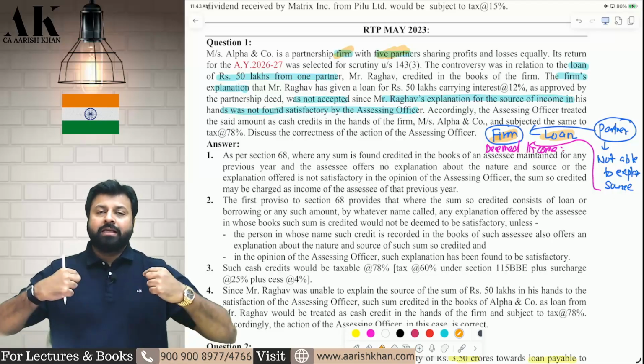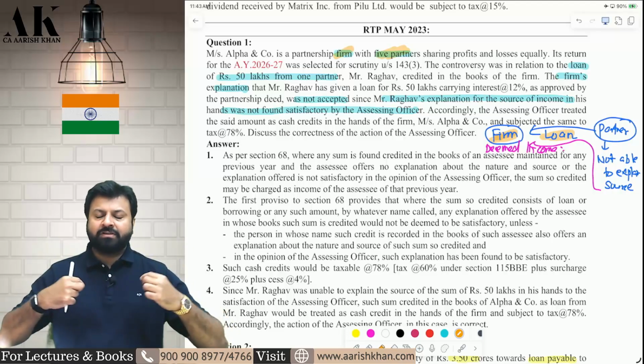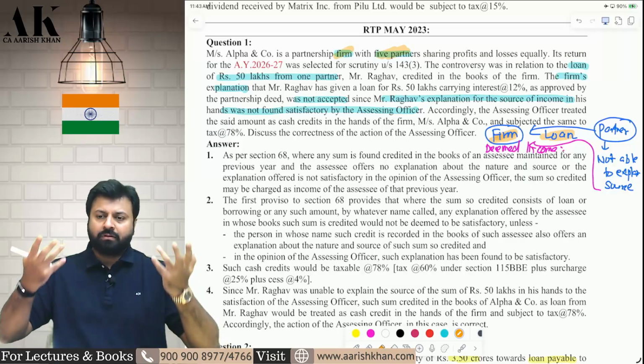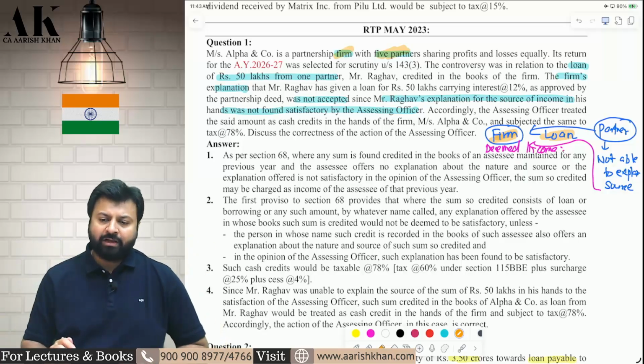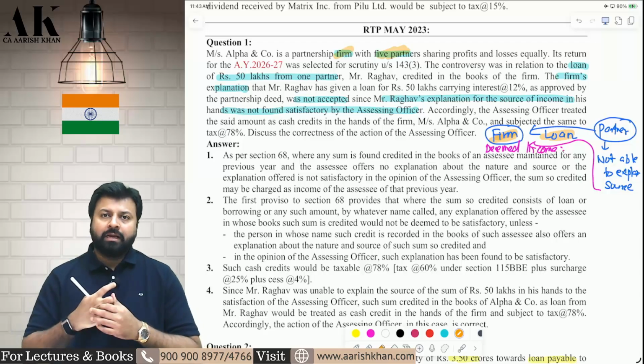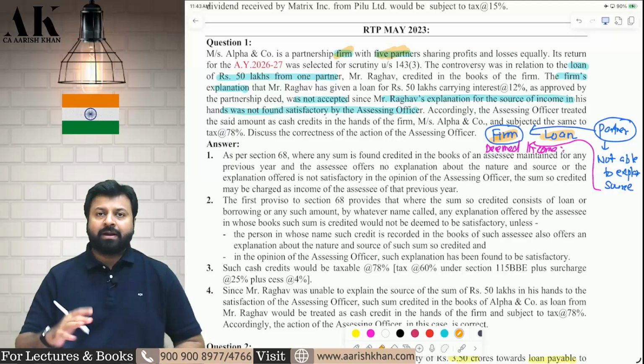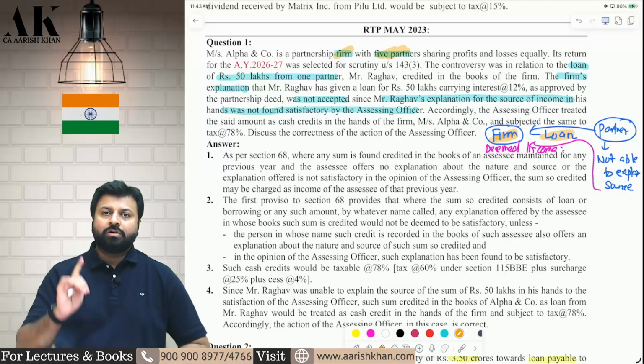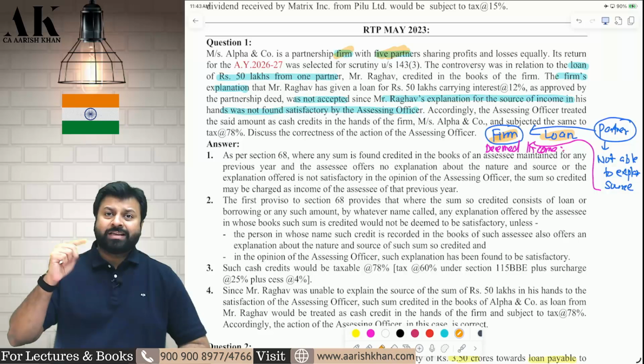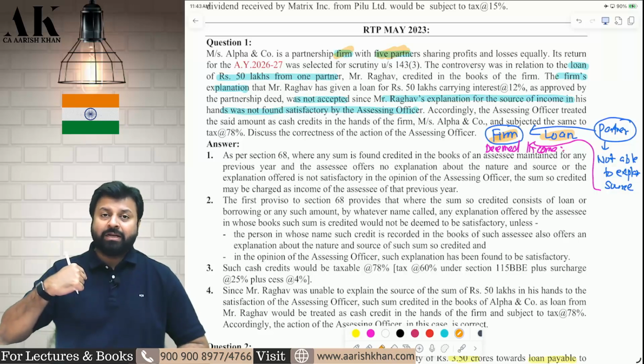Now the firm is questioned by the assessing officer. The assessing officer is asking the firm from where you got this 50 lakh rupees. So I said that I received it from the partner. So now the assessing officer asks the partner from where you got the money. The partner is not able to explain the source. So if the partner is not able to explain the source, can that 50 lakh rupees be chargeable as deemed income in the hands of the firm?